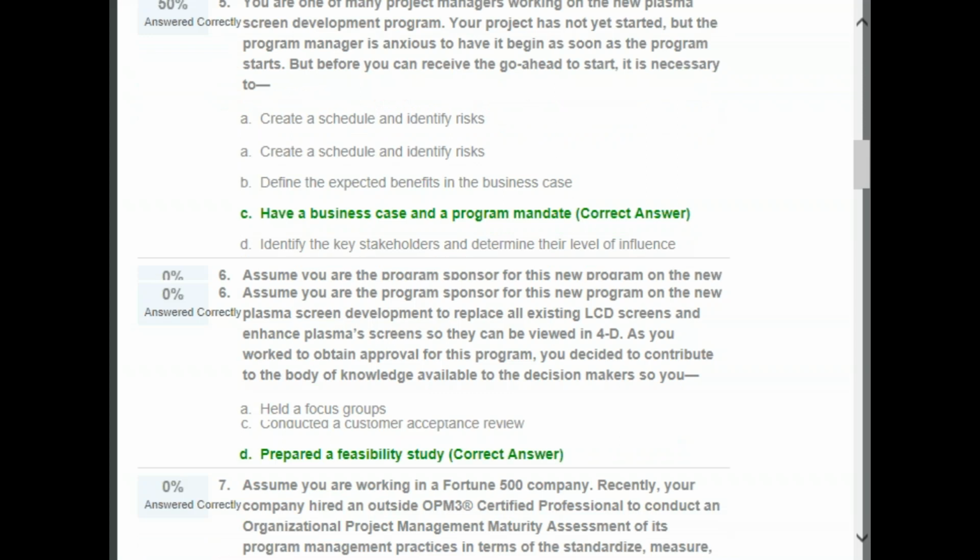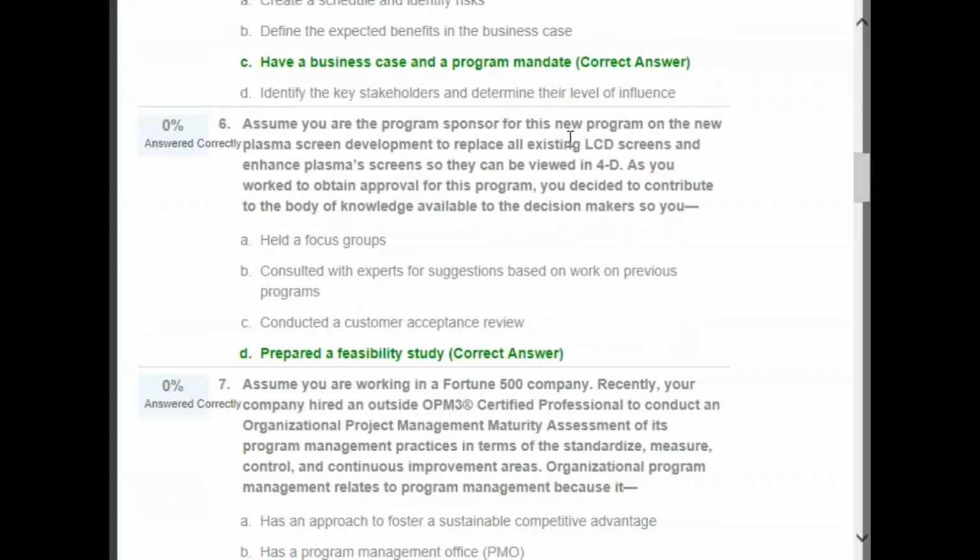Question 6, both of you are wrong. Assume you are the program sponsor for the new program on the new plasma screen. Replace the LCD and enhance plasma. As you worked to obtain approval for this program, you decided to contribute to the body of knowledge available to the decision makers. So you held a focus group, consulted with experts for suggestions based on work on previous programs, conducted a customer acceptance review, prepared a feasibility study.